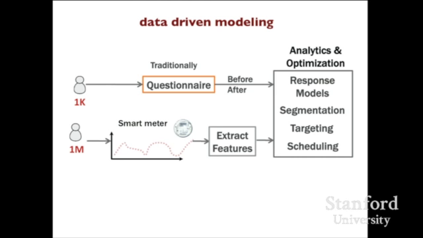So I can look at the data and, for example, calculate the thermal sensitivity of a customer. How many kilowatt hours does the guy change per degree Fahrenheit outside? This tells me indirectly something about their use of air conditioning. Using these features, I can now build response models. I can do segmentation, targeting, and even determine how to schedule the customer.